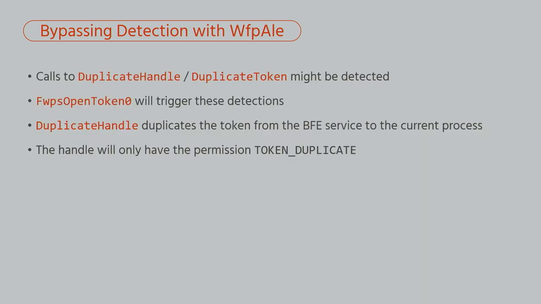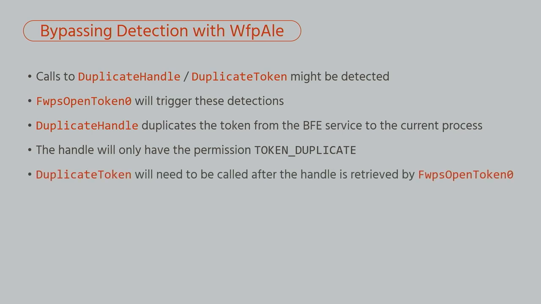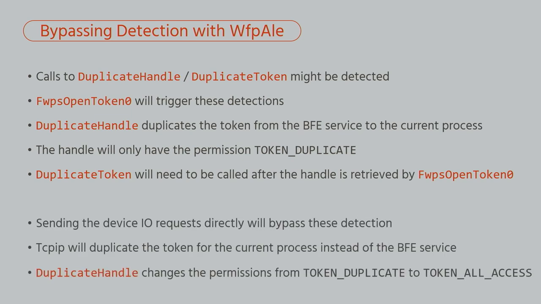This means that we'll also need to call the API DuplicateToken to get a new token that can be used to launch a new process. Sending the device IO request directly will bypass these detections, because the TCP/IP driver will duplicate the token for the current process instead of the BFE service. I will say that the initial permissions will still be token duplicate, so we'll need to call the API DuplicateHandle to change it. But that call will most likely be ignored by an EDR because the source and the destination process are the current process. This object already belongs to us.